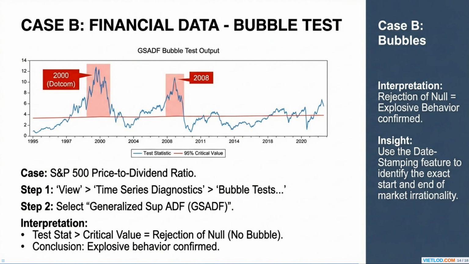The key takeaway is that GDP is not a random walk. For forecasting, we must include a dummy variable for 2020 Q1 to account for the structural shift.